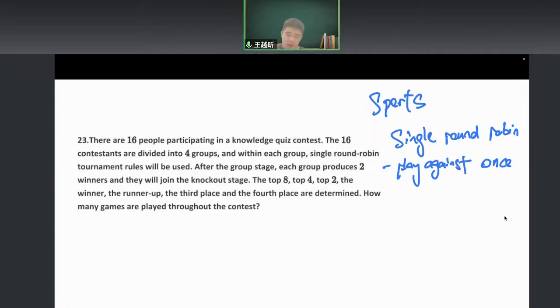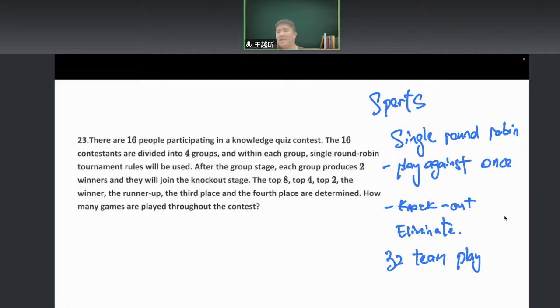And also we have the knockout, right? So you try to eliminate some participants. So the trick when you consider how many games in the knockout stage is that, for example, if you have 32 teams, 32 teams play knockout. Now, how many teams do you want to eliminate in total?